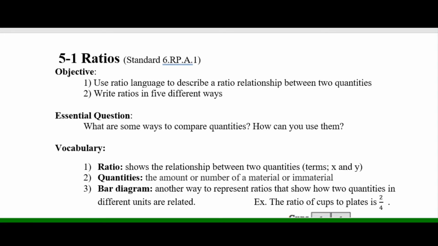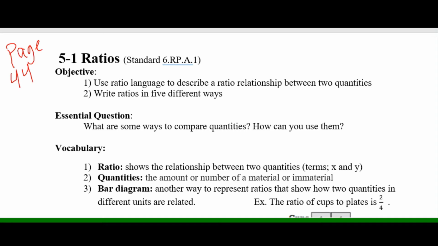This is a new topic, 5-1 ratios. And this is page number 44. So turn to page 44 in your guided notebook, page number 44. So a ratio is just an equivalent fraction.